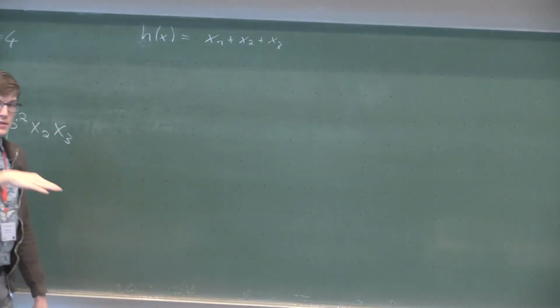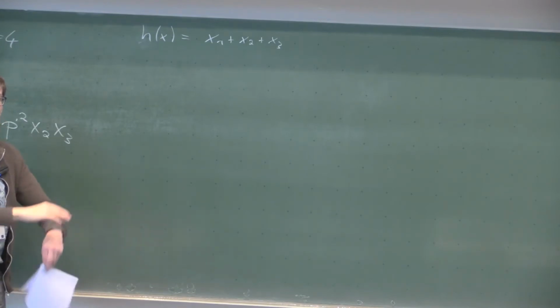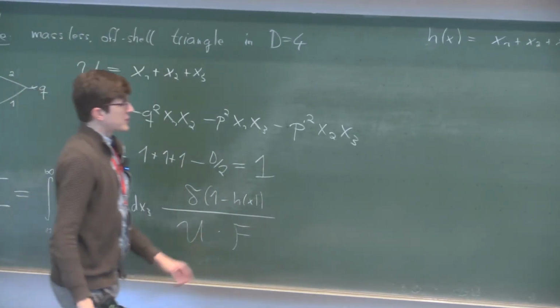This is nice because you set the sum to 1, so you're actually integrating over a simplex, which has a nice geometric interpretation. The integration domain is compact, and it's cool for many reasons. And also another thing that happens at one loop is that this delta function kills your U, because this is exactly U. So U is 1, so this is gone. We only have to look at the F polynomial.